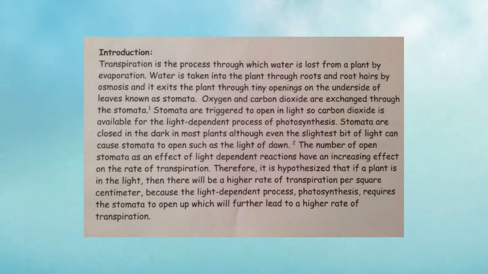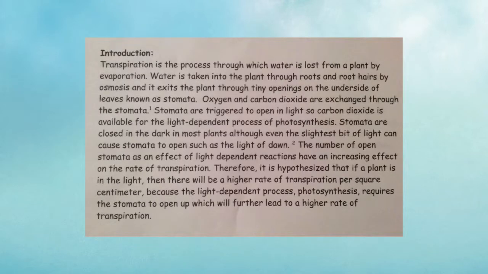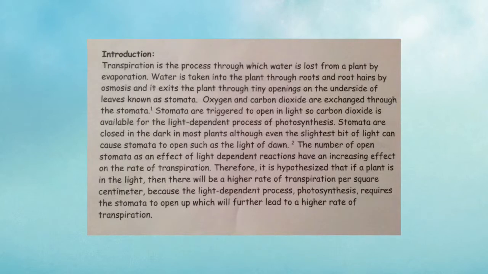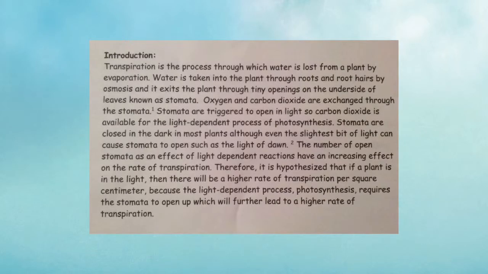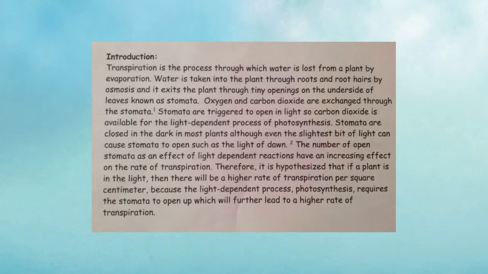Transpiration is the process through which water is lost from a plant by evaporation. Water is taken into the plant through roots and root hairs by osmosis, and it exits the plant through tiny openings on the underside of leaves known as stomata. Oxygen and carbon dioxide are exchanged through the stomata.